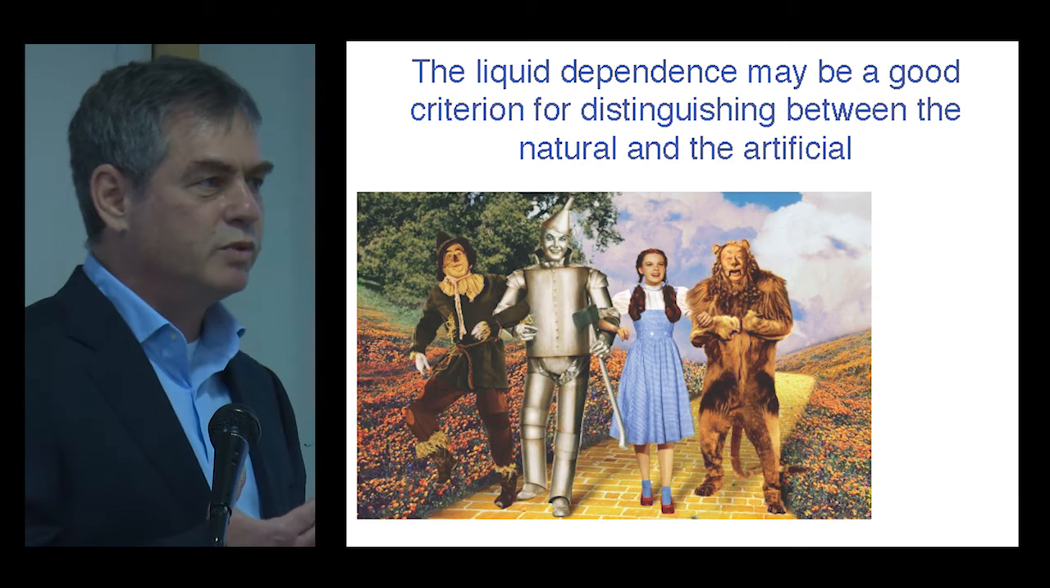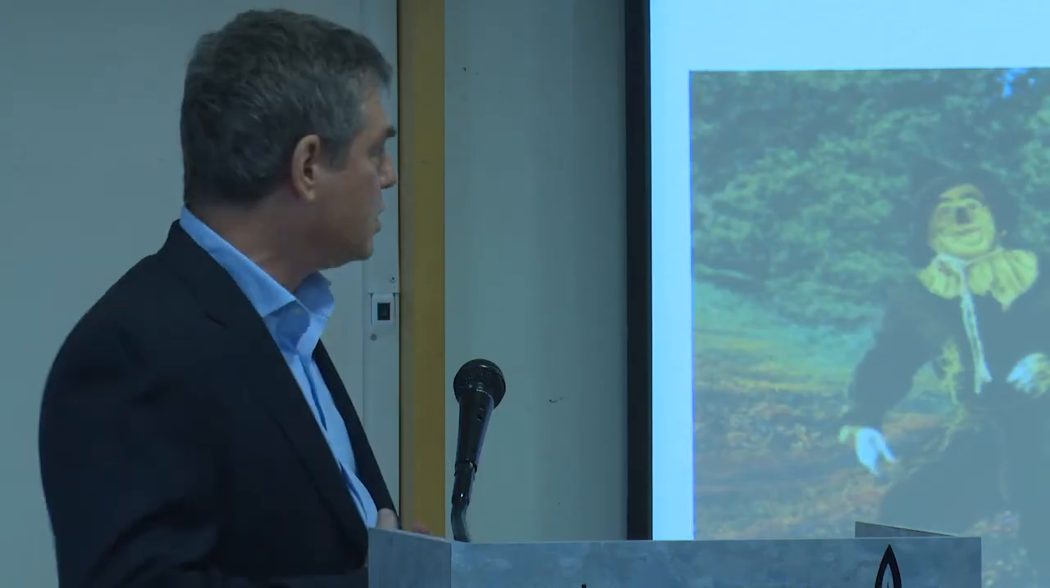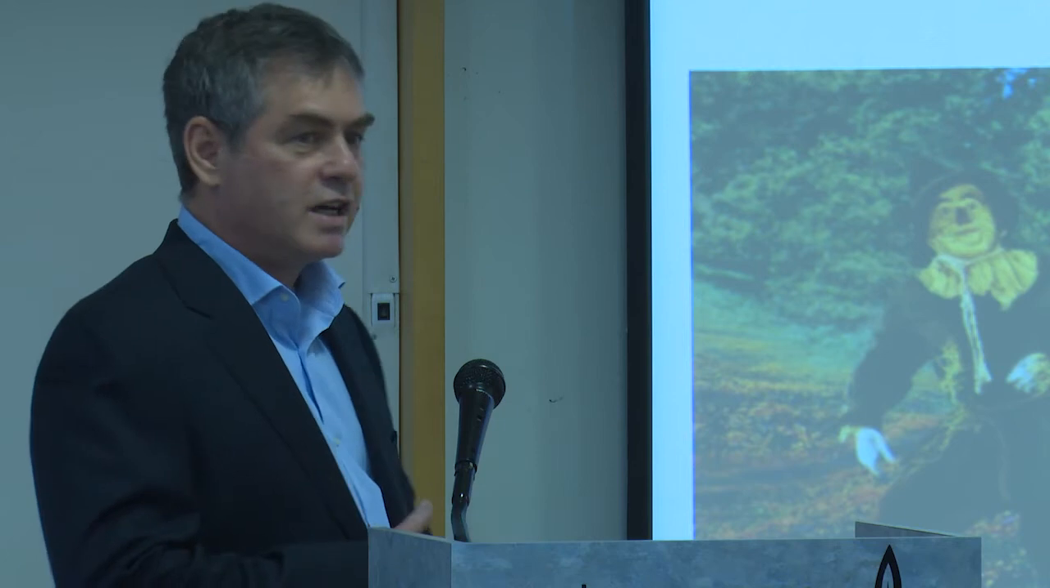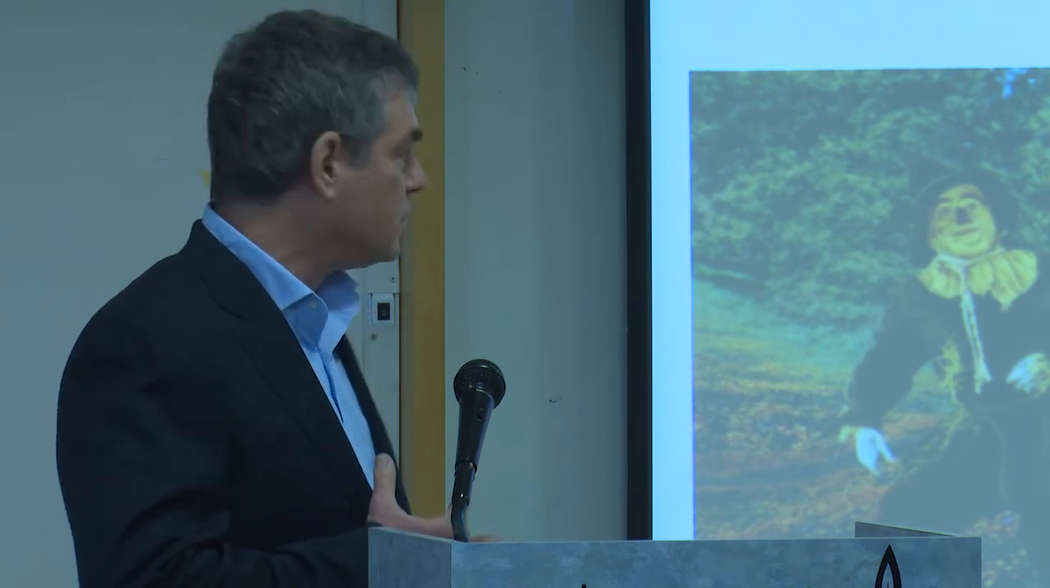Let's suppose that we're Dorothy and we're brought from our homes in Kansas into some magical world in which we encounter different species. And these species are the scarecrow, the tin man, and the cowardly lion. And now, as an evolutionary biologist, Dorothy needs to distinguish which of those is natural and which of them is artificial. Now, the scarecrow is solid-state technology. This is solid, and the tin man is solid-state technology. There's no liquid in them.